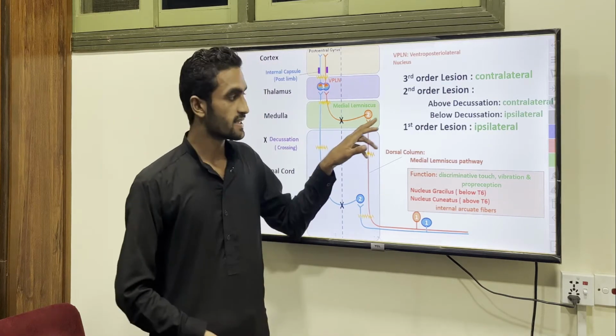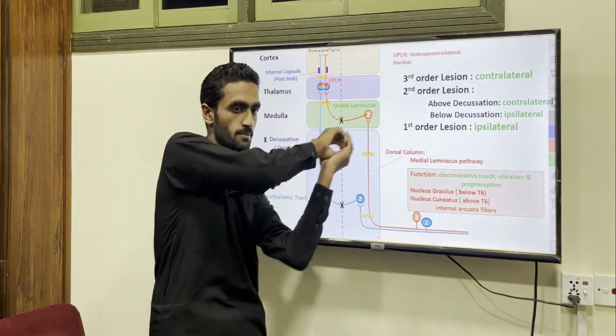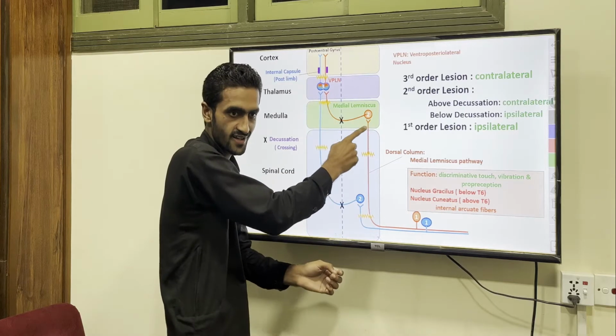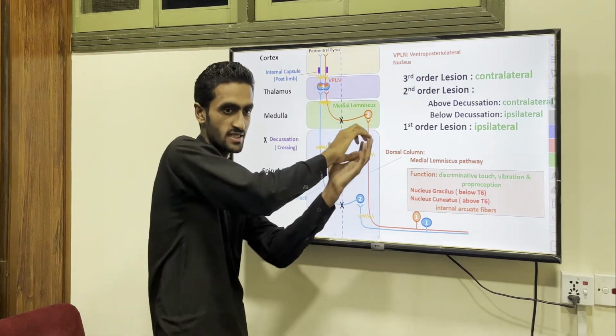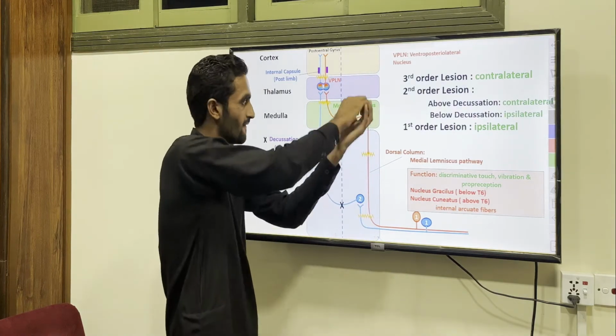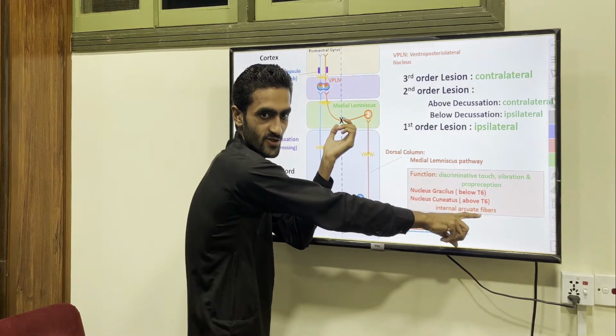Easier. Then the decussation. When these fibers move like this, they form arc-like shapes, so we call them internal arcuate fibers. This group here is the fasciculus in the spinal cord. When they are crossing, they form internal arcuate fibers. Are you clear with this?